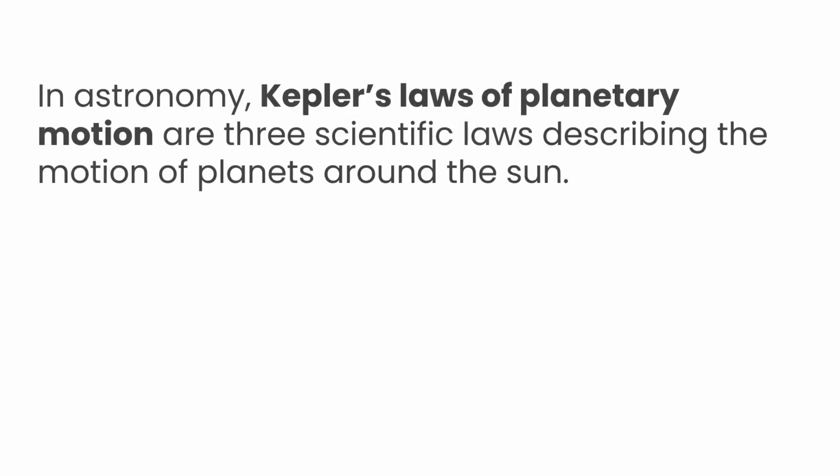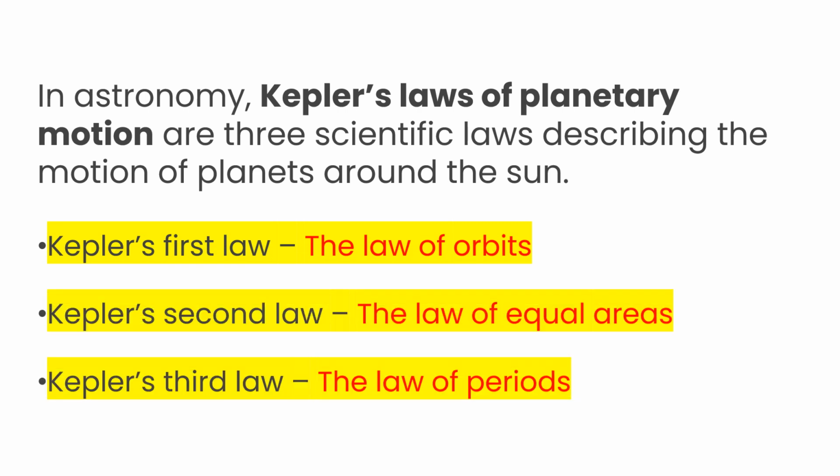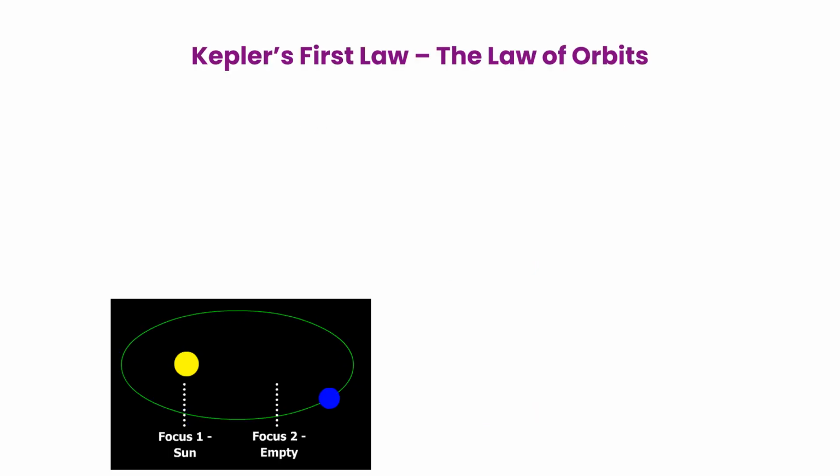Now, let's start with the further introduction. When we are saying Kepler's laws, the first law basically says the law of orbits. The second law is based on the law of equal areas. And the third law is based on the law of periods. In further sessions, we'll discuss each law in detail. So let's start with Kepler's first law.